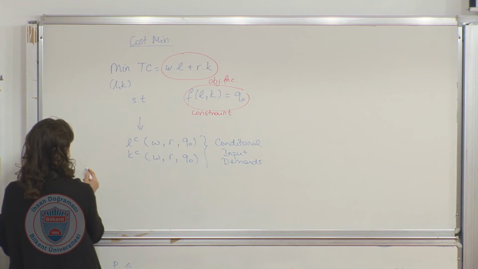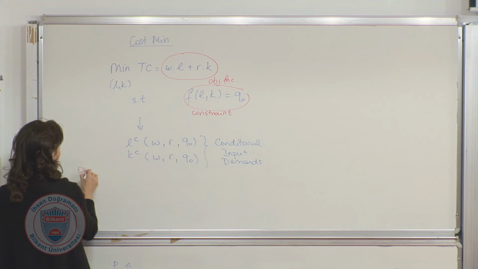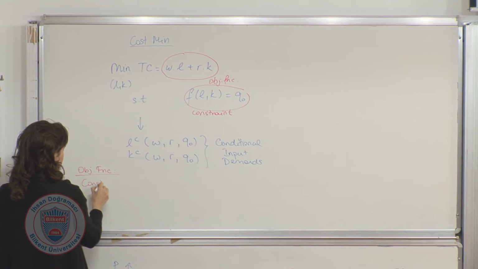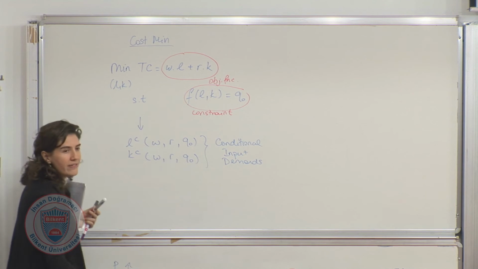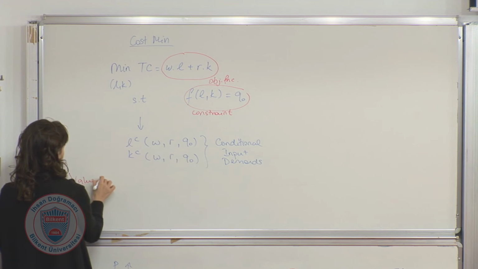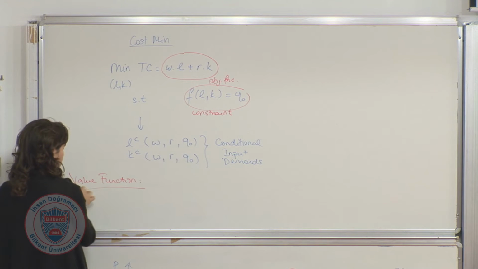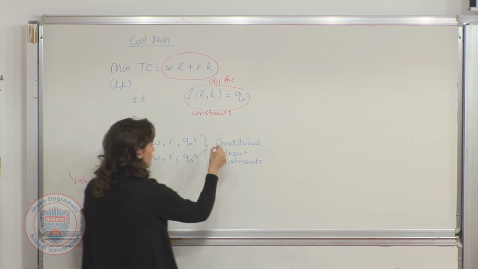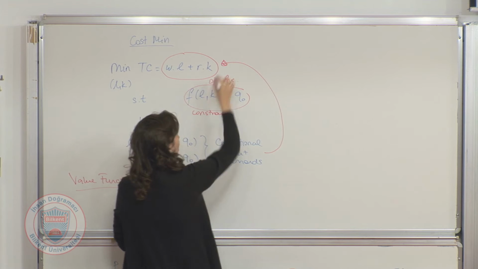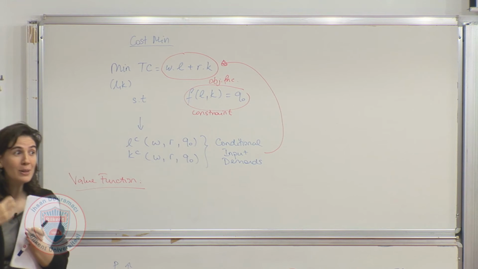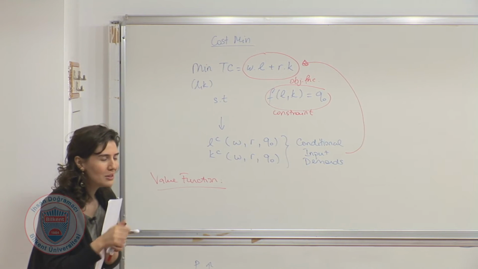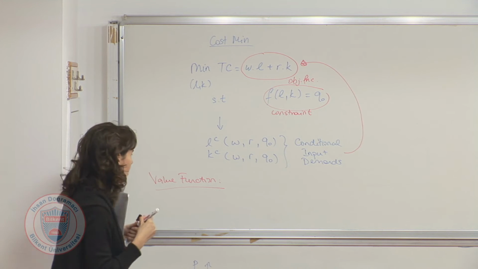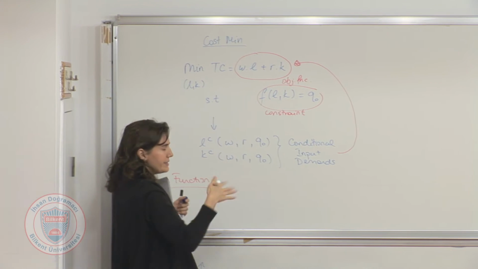Remember, this is what we were doing: we had the objective function, the constraint, and then we have the demands. So what was the value function here? The value function is when you get these optimal guys and put them back into your objective function, which gives you the minimal value. That is your value function. What did we call our value function? Cost function. It was called either TC or C.